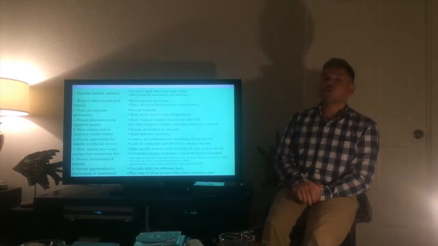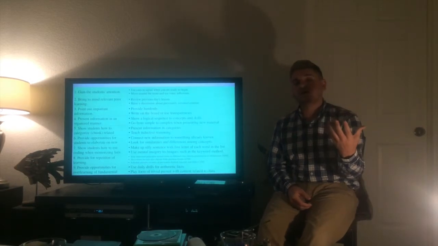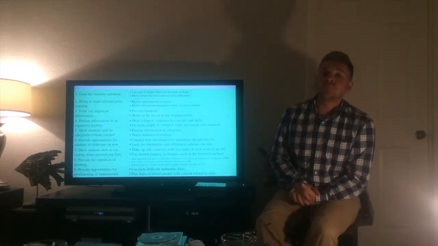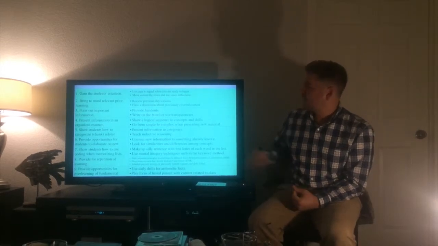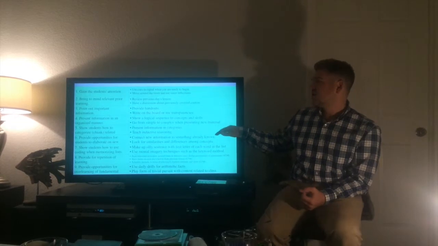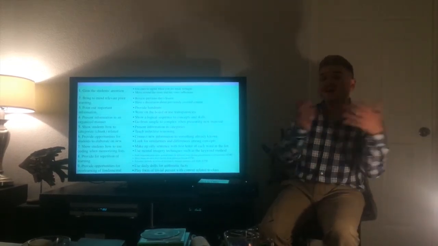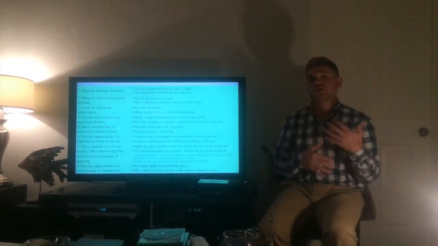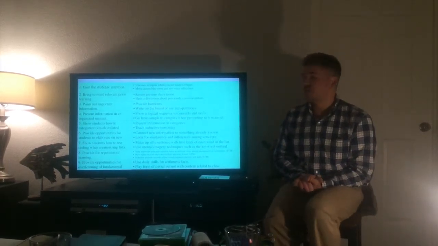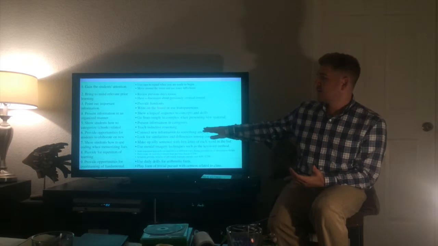Present the information in an organized manner. Remember, we talked about the organization being an important component of the short-term memory. So we might want to show a logical sequence to concepts and to the skills. Go from the simple to the complex, right? So we're putting it in order for the student to understand when presenting the new material.